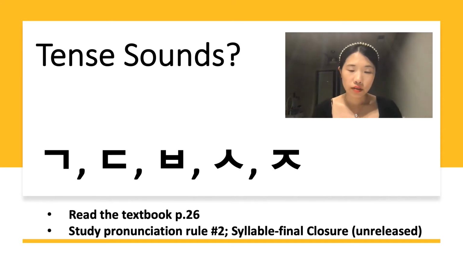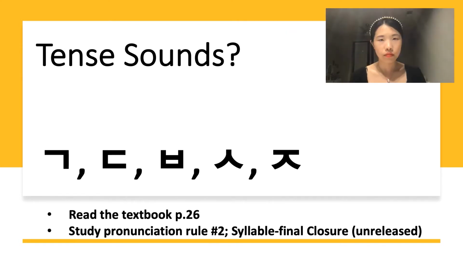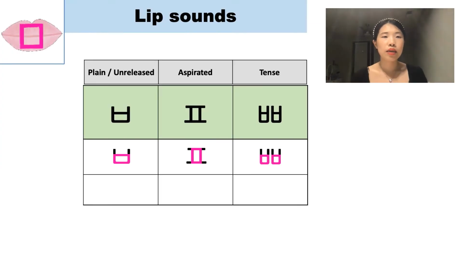Before you watch this video, I recommend reading the textbook page 26, and it also goes well with pronunciation rule number 2, which is syllable final closure. You can find a video on the day 3 module. So first of all, let me cover the lip sounds. The first one, 비읍.